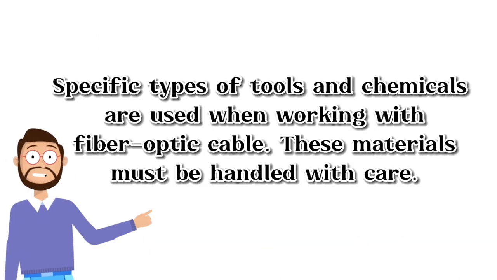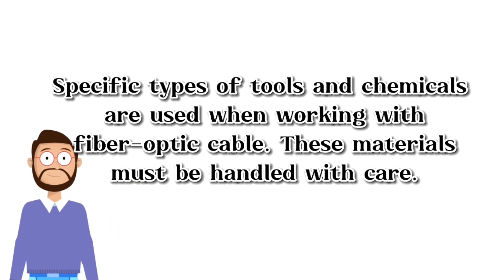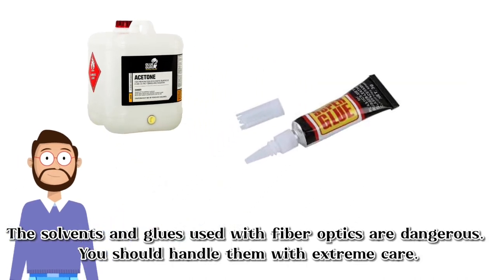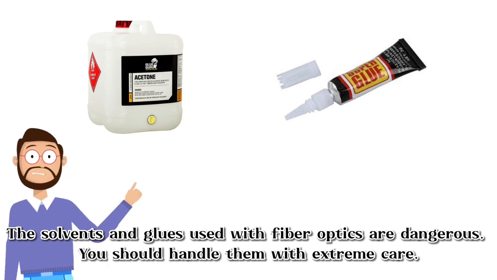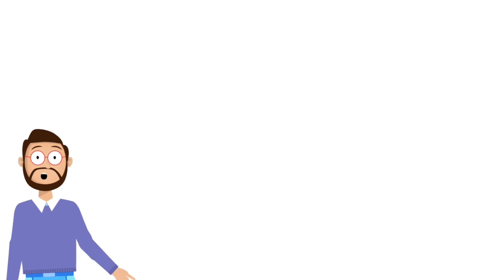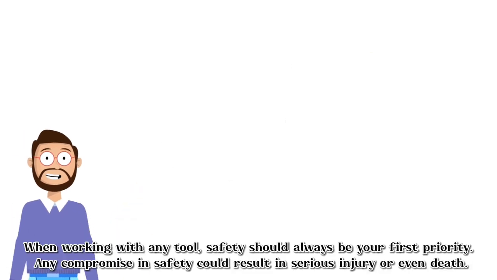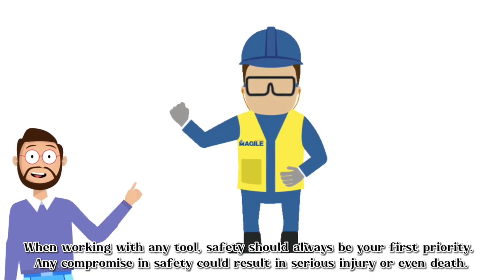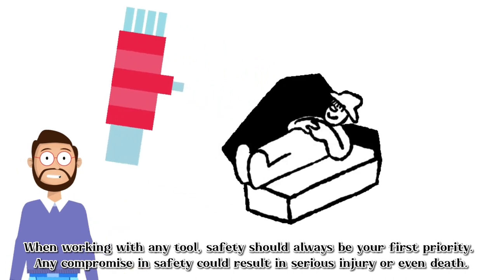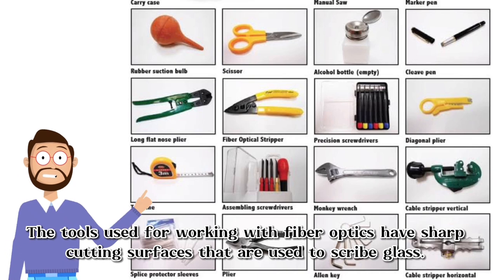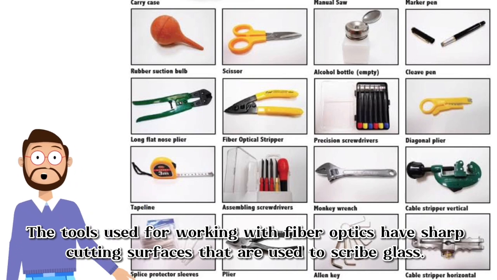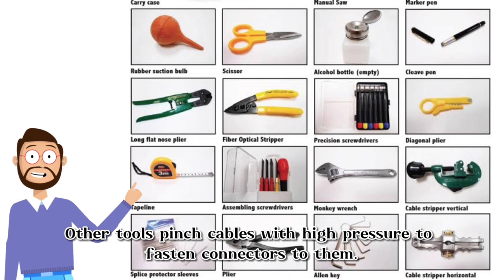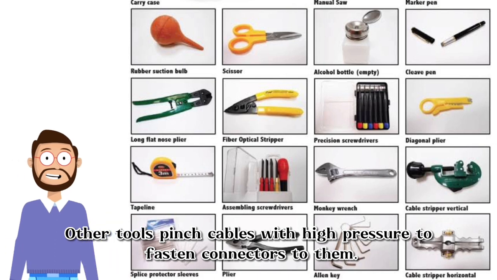Specific types of tools and chemicals are used when working with fiber optic cable. These materials must be handled with care. For example, chemicals. The solvents and glues used in fiber optics are dangerous. You should handle them with extreme care. Next, tools. When working with any tool, safety should always be your first priority. Any compromise in safety could result in serious injury or even death. The tools used for working with fiber optics have sharp cutting surfaces that are used to scribe glass. Other tools pinch cables with high pressure to fasten connectors to them.